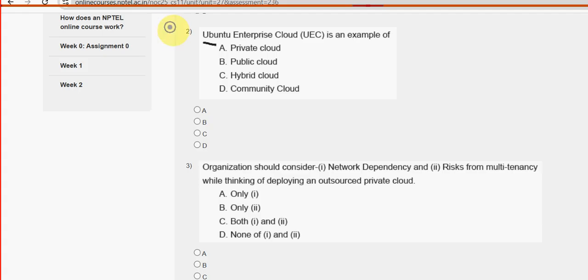Second one: Ubuntu Enterprise Cloud, UEC, is an example of what? So it's an example of a private cloud.